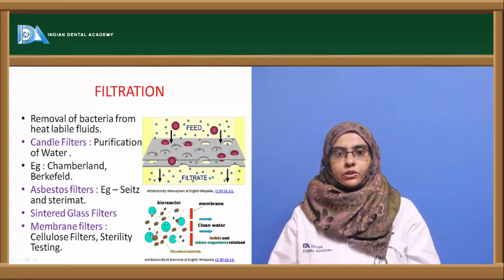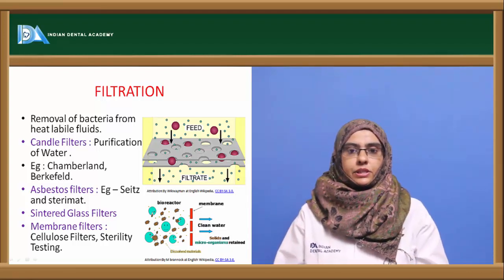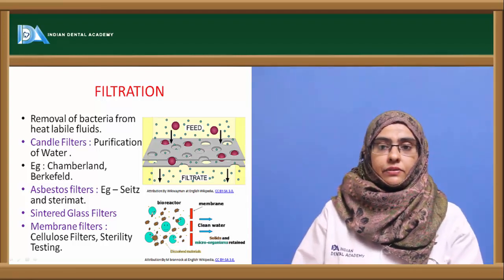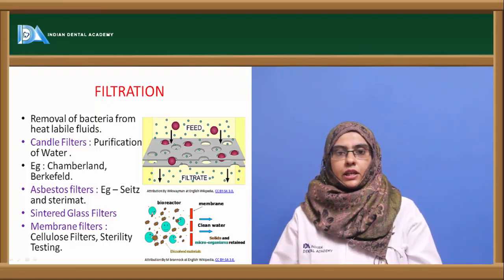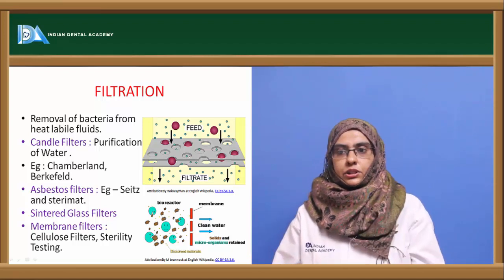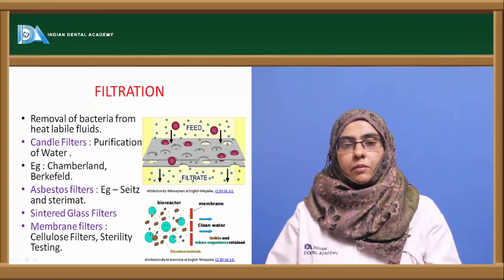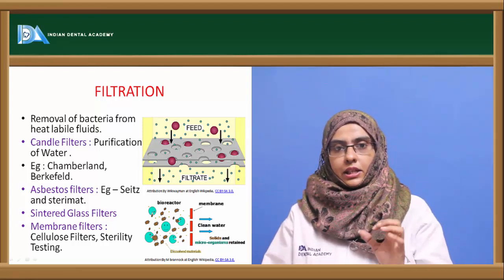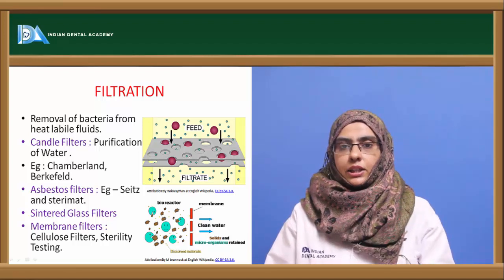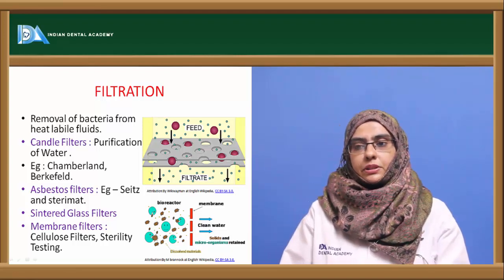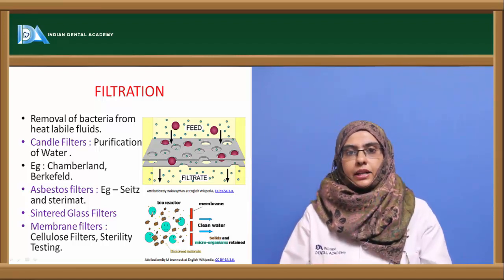filters. They are mostly used for the purification of water, and they can be unglazed filters, for example Chamberland. They can be diatomaceous earth filters that are called Berkefeld filters, and then we have asbestos filters, which are single use type filters. You can use them and then throw them away, but because of certain carcinogenic materials present in asbestos, you are hardly using this type of filter. Examples of asbestos filters are the Seitz filter and Sterimat, but they have good adsorbing capacity.